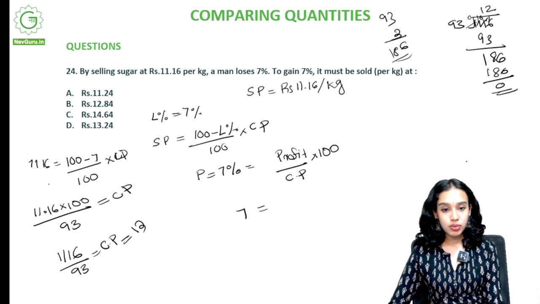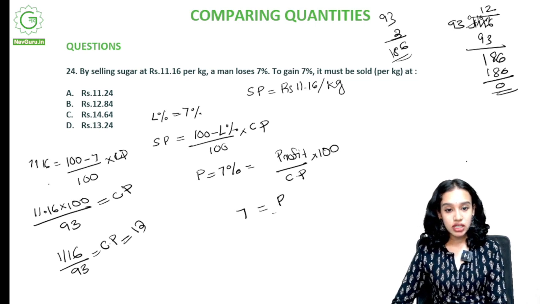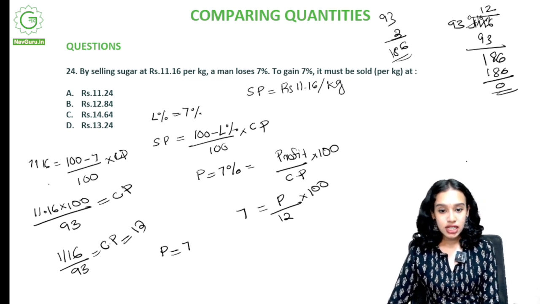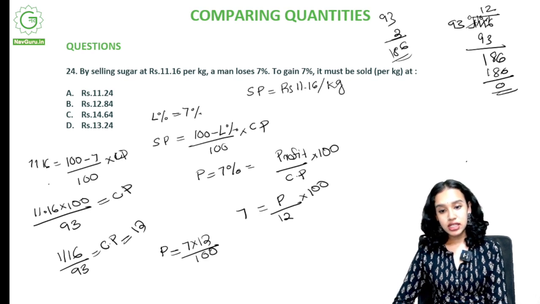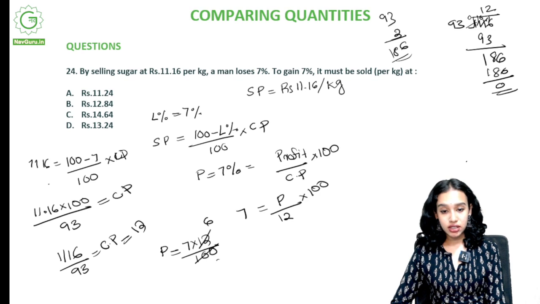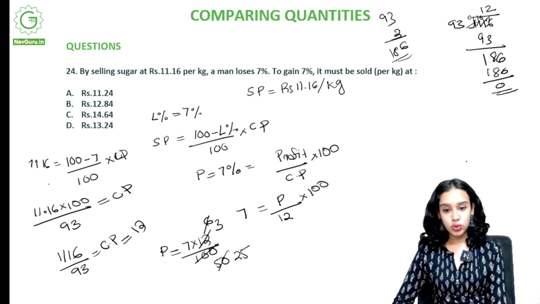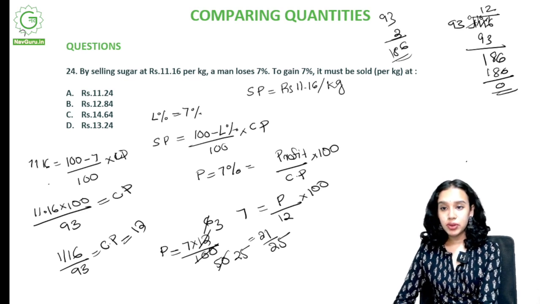Now 7 should be equal to profit by cost price, which is 12 into 100. So profit should be equal to 7 into 12 by 100, right? Now let's cut it out. 12, 6 and 50. We have 3 by 25. Now we get 21 by 25, right? 21 by 25.